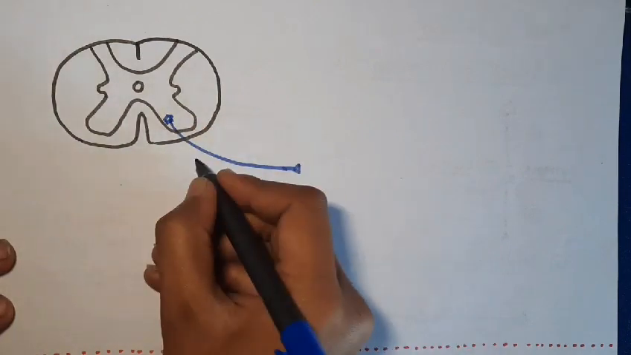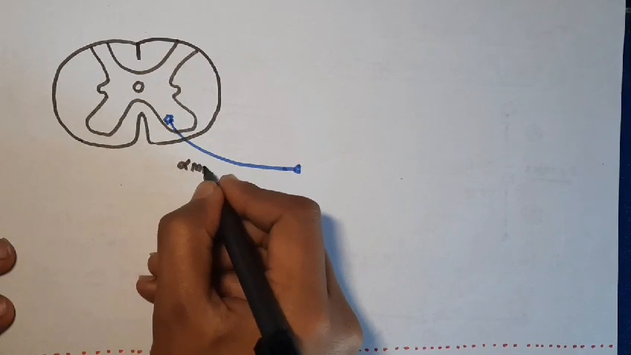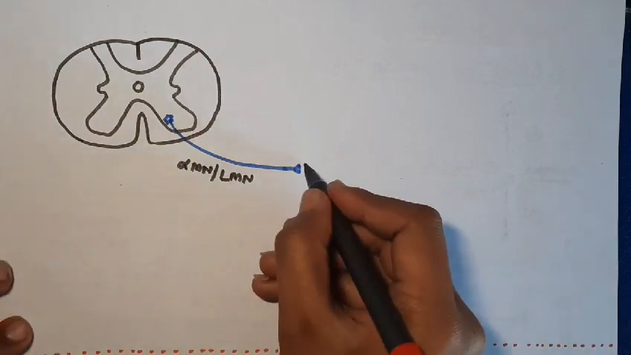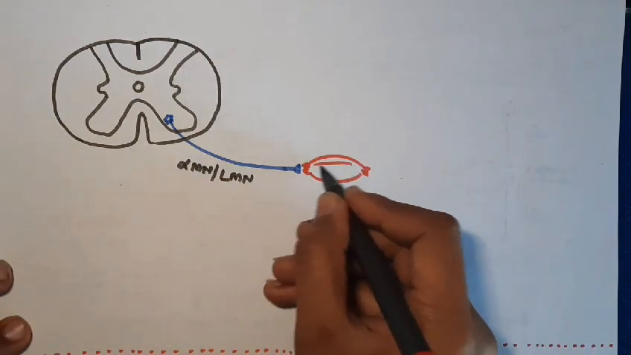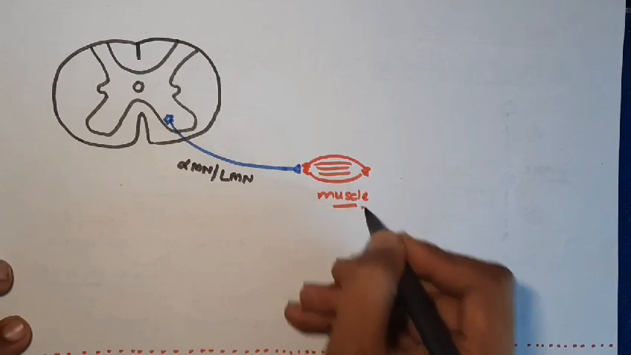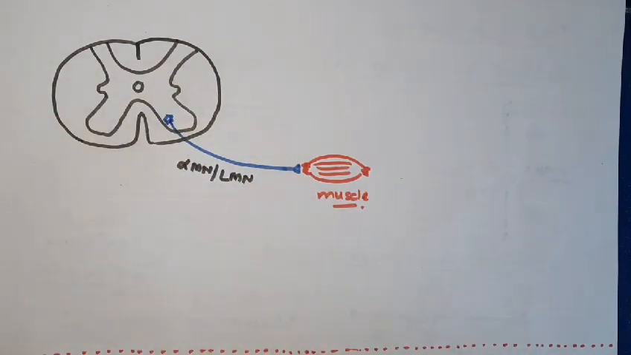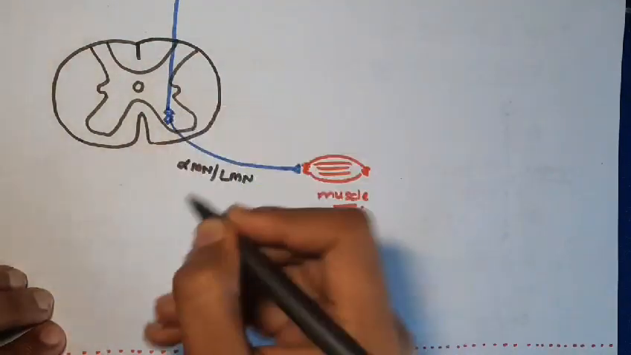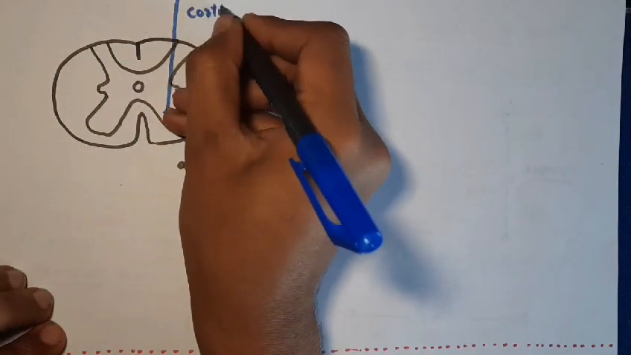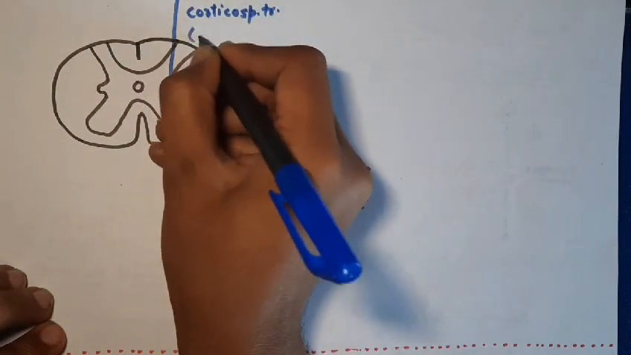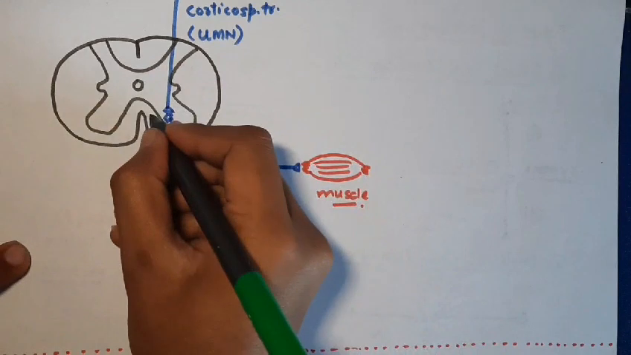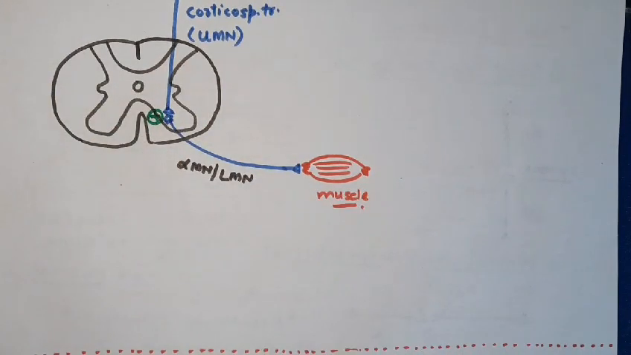So this neuron is called alpha motor neuron. Alpha motor neuron is also called lower motor neuron, and it goes and supplies the muscles of the body, and as a result there will be contraction of different muscles. Now this lower motor neuron is under the control of corticospinal tract, and this neuron is called upper motor neuron. So upper motor neuron causes stimulation of lower motor neuron or alpha motor neuron, only then there will be contraction of muscle.